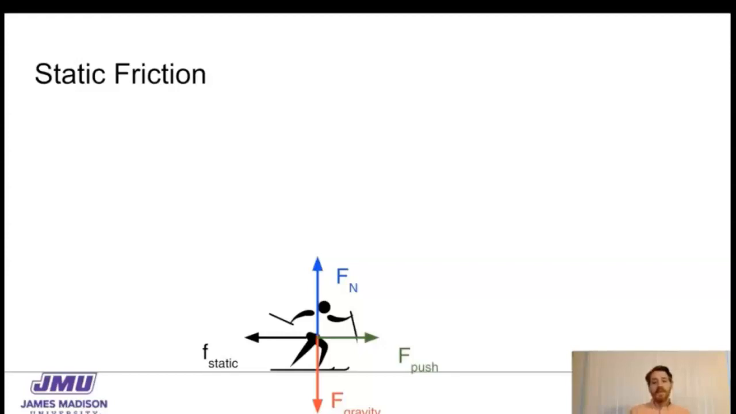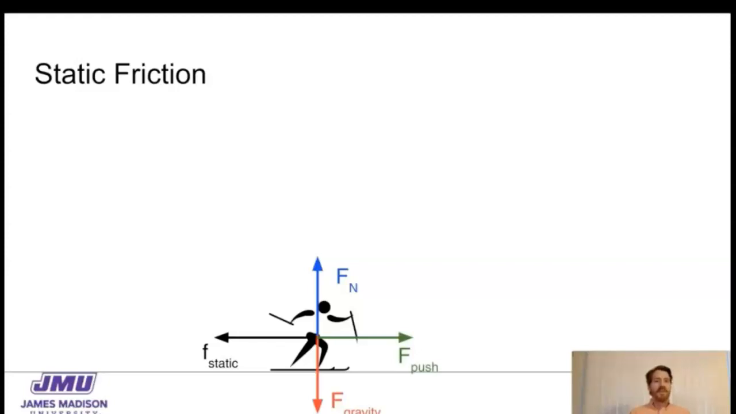Okay, now I want you to imagine that the skier is struggling harder to move. That gives us a bigger push force, but we still don't see them go anywhere, so what does that imply about friction? It's also larger than it had been earlier.